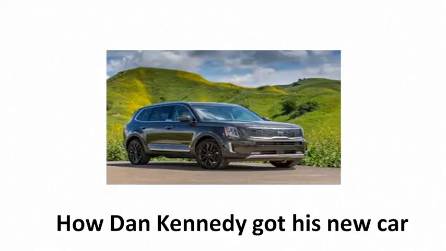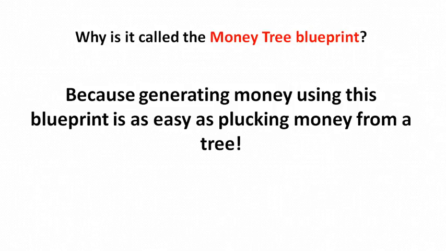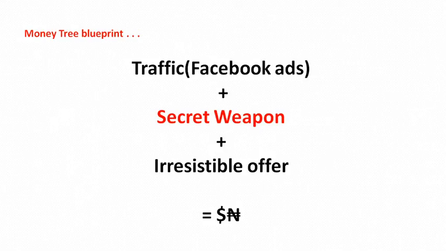Now let's continue. But first, like I said, what is the money tree blueprint? And why is it called the money tree blueprint? Because generating money using this blueprint is as easy as plucking money from a tree. Like I gave the story of the late great Dan Kennedy, it was as easy as plucking money from a tree. He didn't have to sweat. He just sat in front of his laptop, typed some things, and money started flooding into his account, and he bought the car he wanted to buy. So it's as easy as plucking money from a tree.